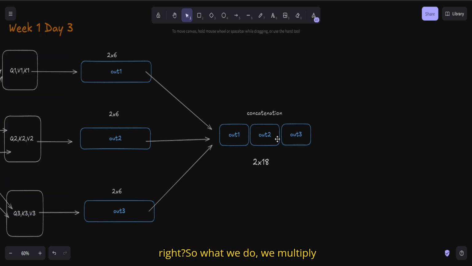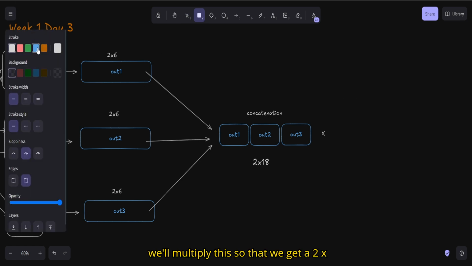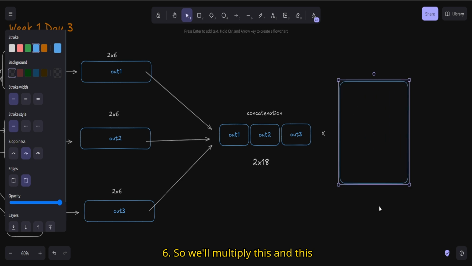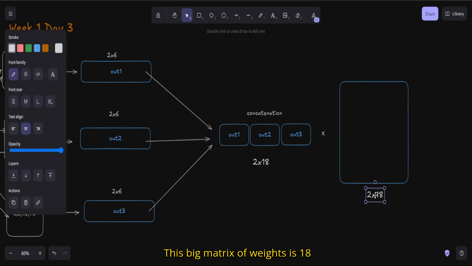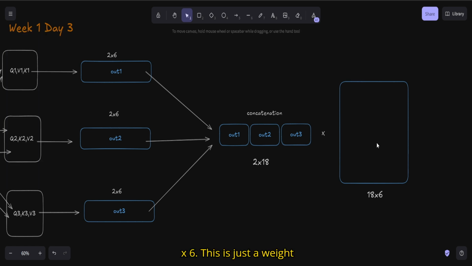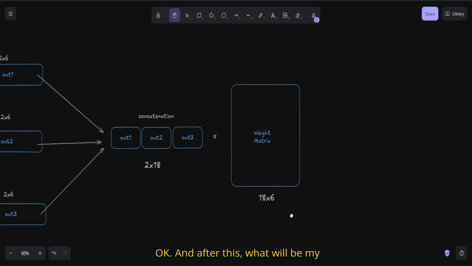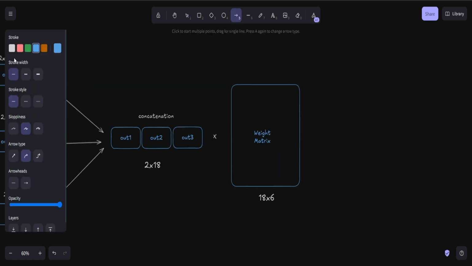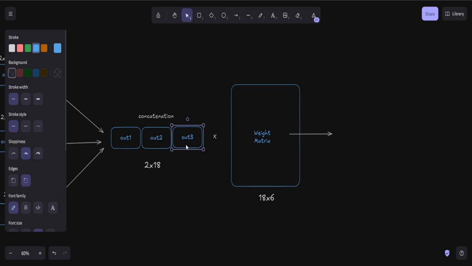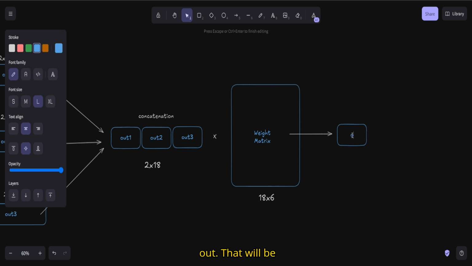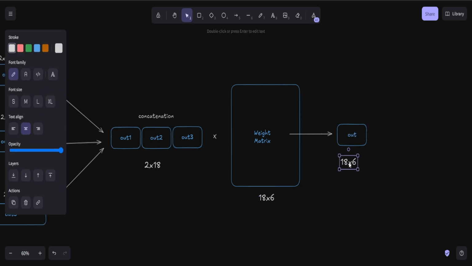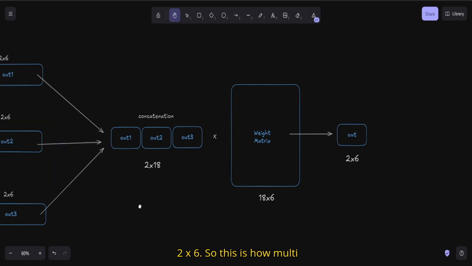So what we do, we multiply this so that we get a 2 cross 6. So we'll multiply this, and this big matrix of weights is 18 cross 6. This is just a weight matrix, okay? And after this, what will be my result? I'll get my final output, out. That will be 2 cross 6. So this is how multi-head attention works.